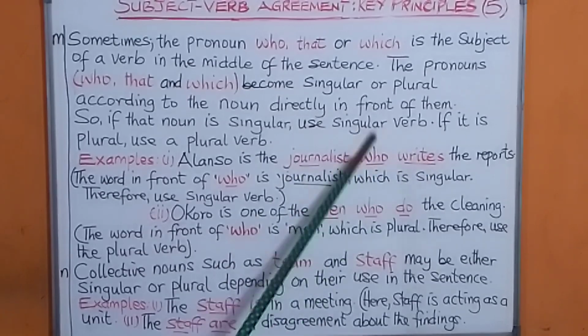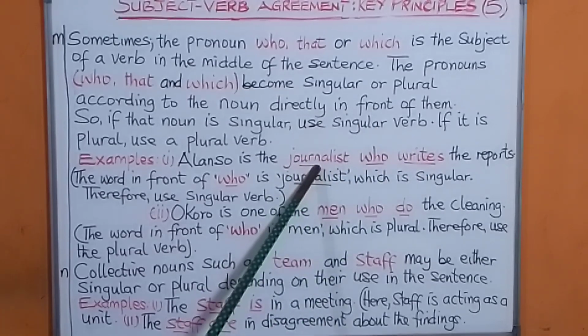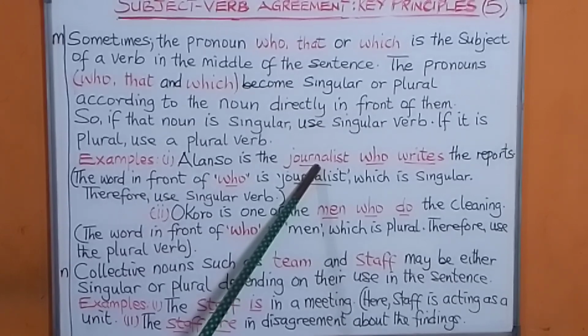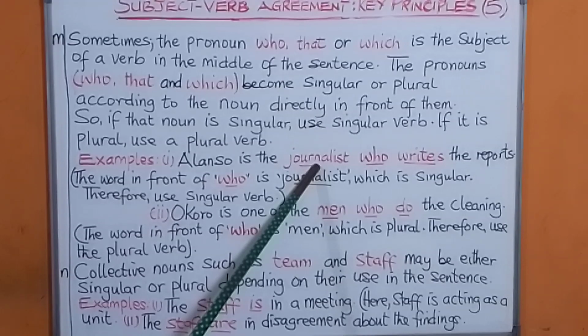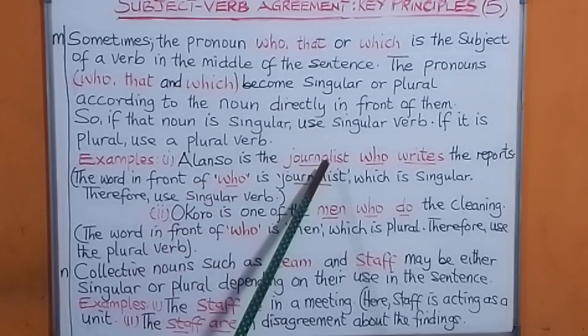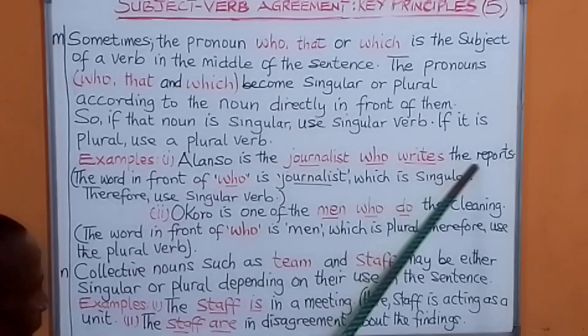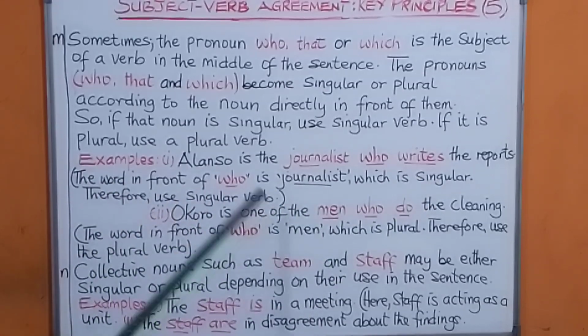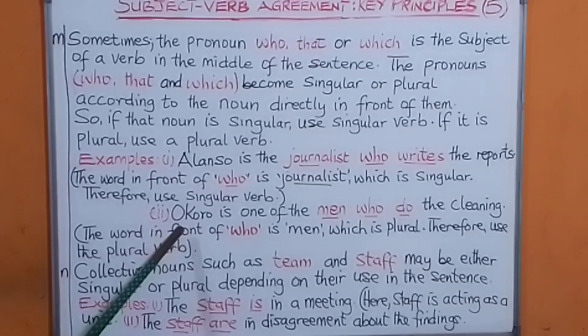So this who is directly in front of journalist, which is a singular subject. And so the verb that we follow will be a singular verb, writes. So Alonso is the journalist who writes the report. You see, the word in front of who is journalist, which is singular. Therefore, use a singular verb. Now let's go to the second example.